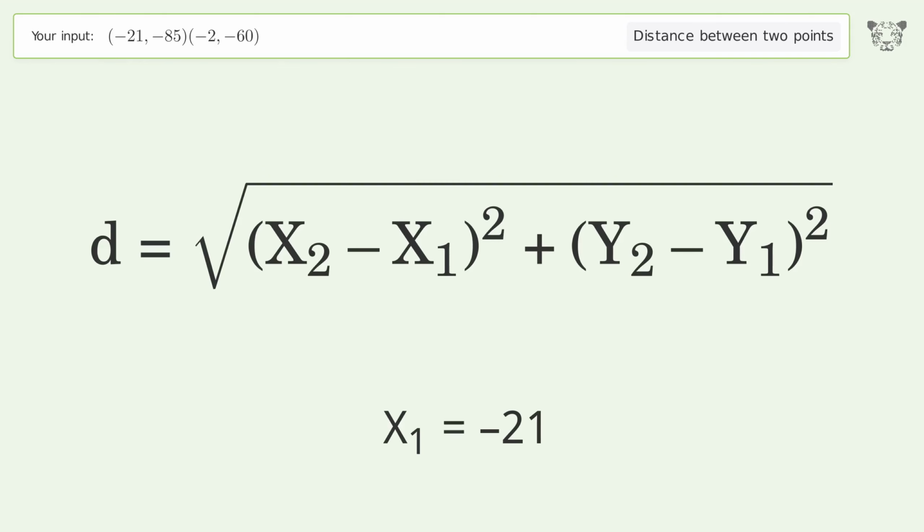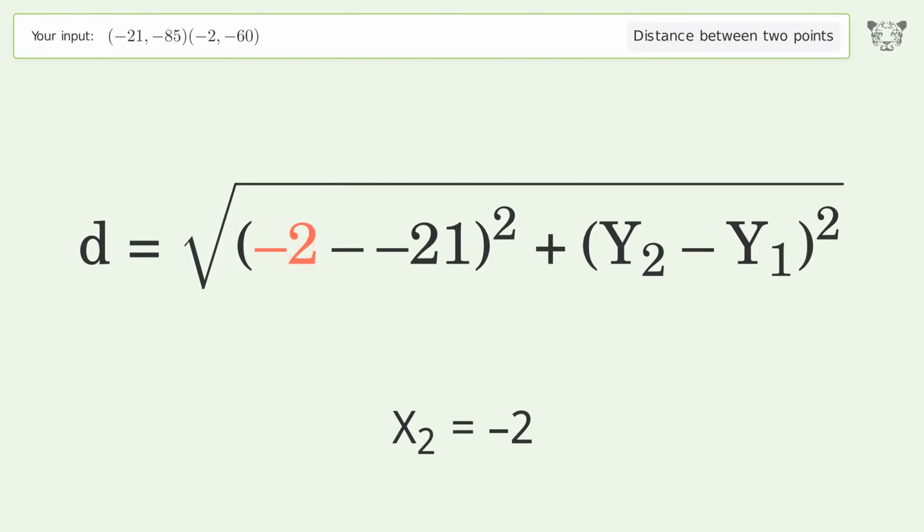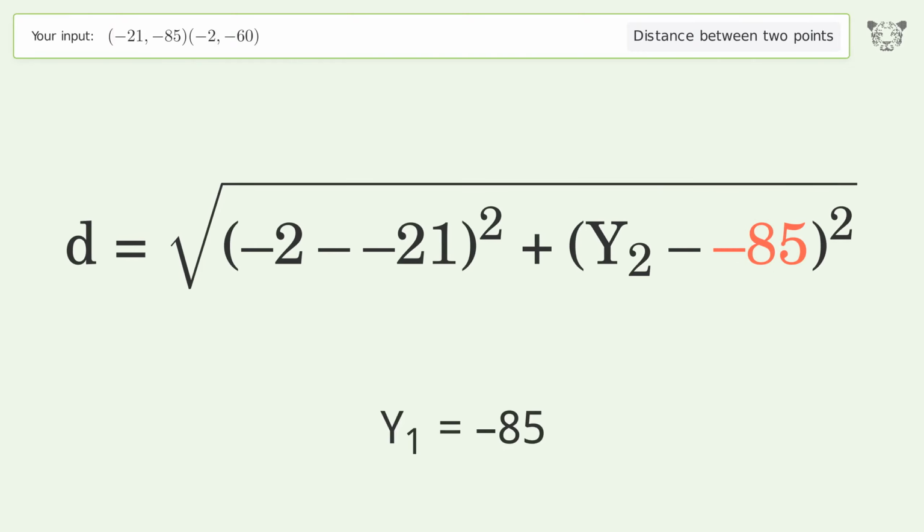x1 equals -21. x2 equals -2. y1 equals -85. y2 equals -60.